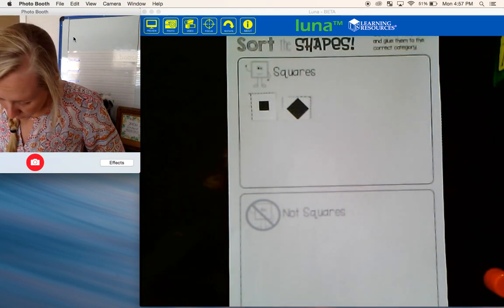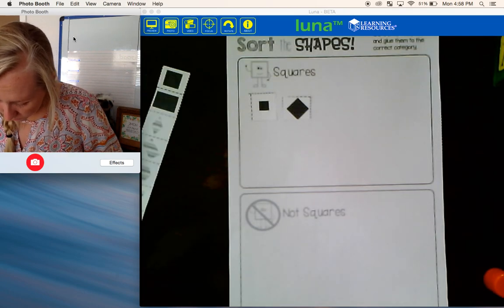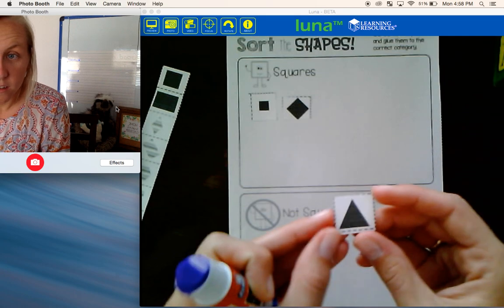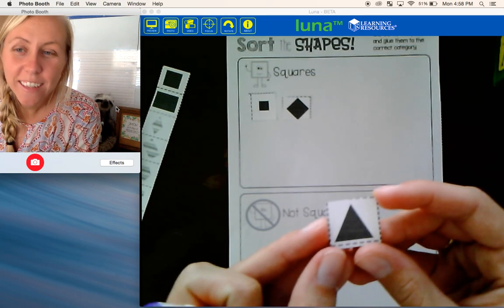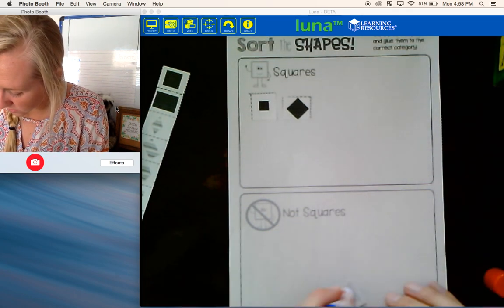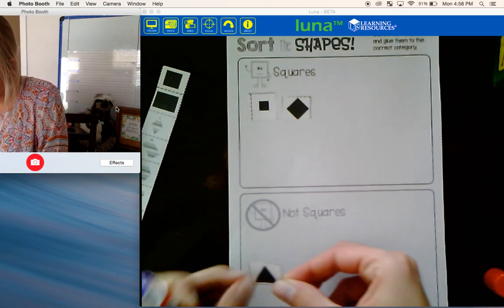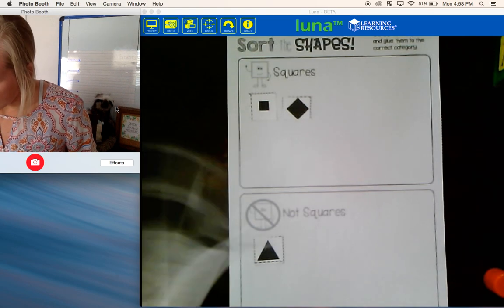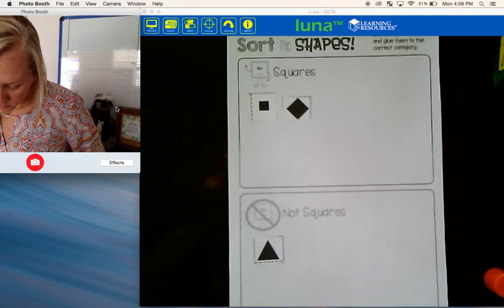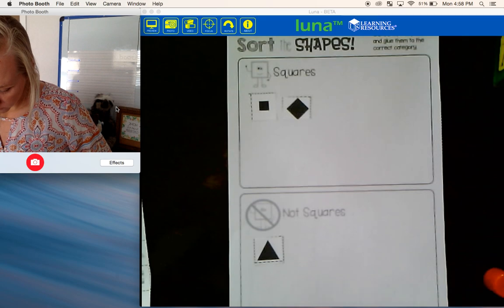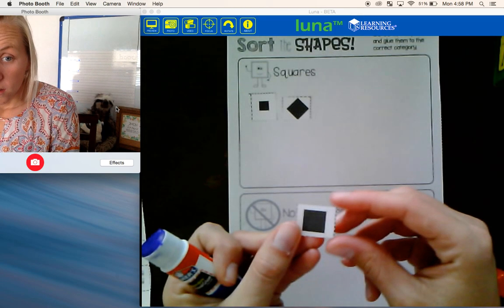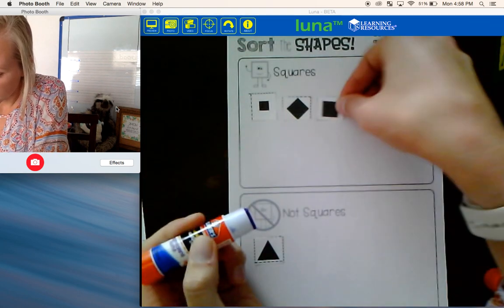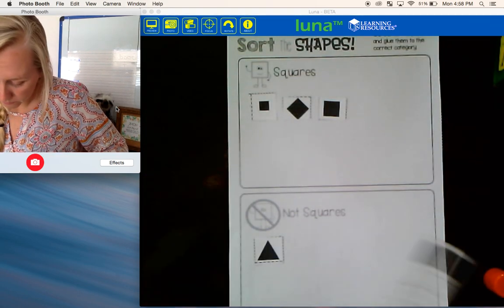All right, now I'm going to do just a few more and then you can go get started. All right, and then I have here, what is that? That's a triangle. That's not a square, so it's going to go down here. Very nice. Good job. Okay, and then another one. Oh, that's a square. I'm going to put it up here. All right, and we're going to do one more together, okay?